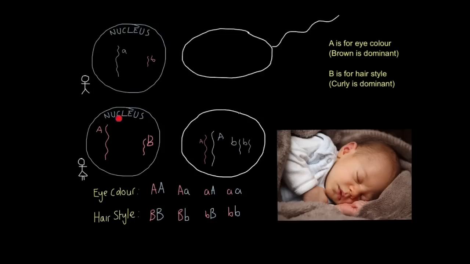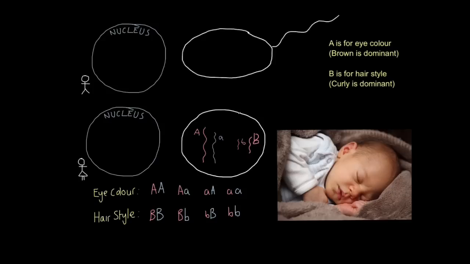Now let's imagine it's the other chromosomes that were packaged into the sperm and egg. So let's move them across. And now let's fertilise the egg. Now you can see something slightly different. This baby will be heterozygous for eye colour because they have one dominant allele and one recessive allele. They will still have brown eyes because they've inherited one copy of the dominant allele.